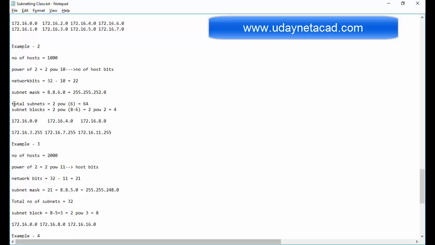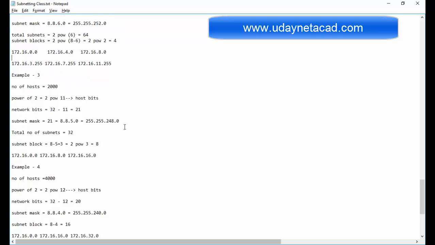Continuing further, the total number of subnets is 2 to the power of the subnet bits, which is 6 here, so that's 64. For subnet blocks, it's 2 to the power of 8 minus 6, which gives us 2 to the power of 2, that's 4. So the first subnet is 172.16.0.0, the second subnet is 172.16.4.0, and then 172.16.8.0, and so on. That's an example if the required number of hosts is 1000.